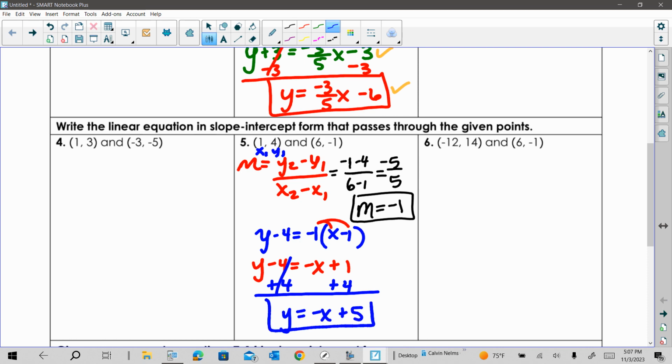So if you use a different point, you should still get to this final equation, okay? So the key for this section is first use the slope formula, then plug it into the point slope form.